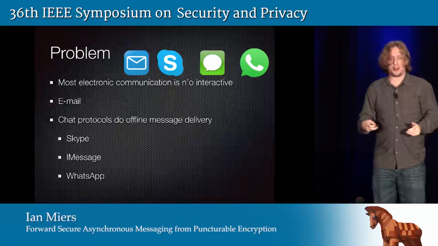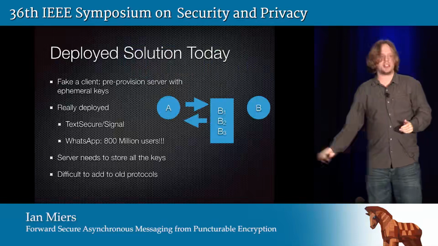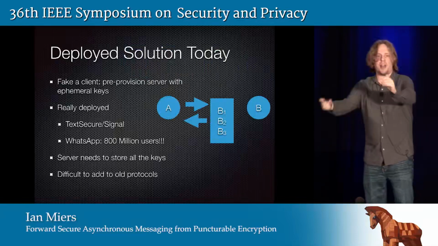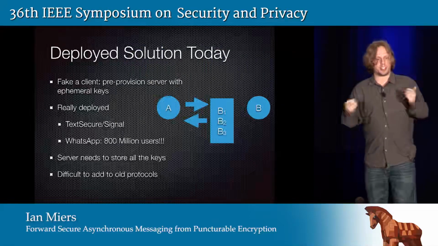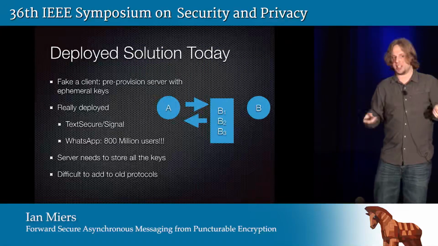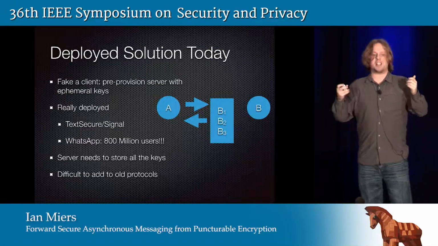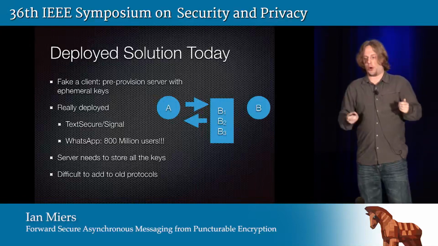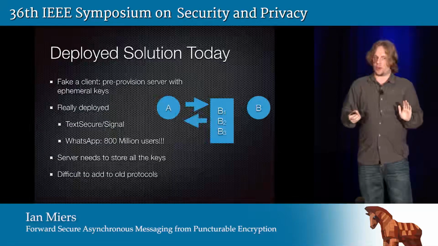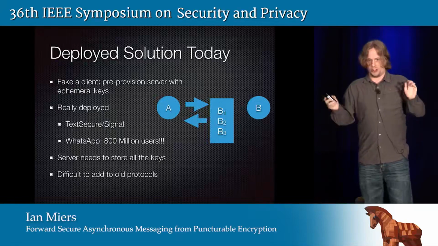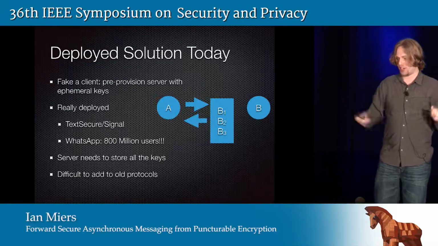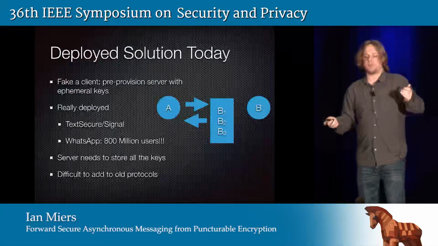So how do you fix this? Well, the current solution is you fake it. Right? Instead of having Alice and Bob both be online, you have a server that Bob pre-provisions with keys, and then when Alice wants to send a message to Bob, she negotiates a key with the server on Bob's behalf. Now, the server isn't trusted in the sense that if it fails, it can read your messages, but if it fails or it's malicious, it can mean you don't have forward security. So not the best idea.